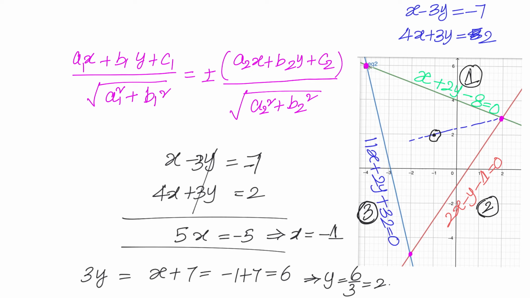We can also draw the other angular bisector which we got. Now you can see that both of them are exactly intersecting with each other at minus 1 comma 2. So that's the coordinates of the incenter.